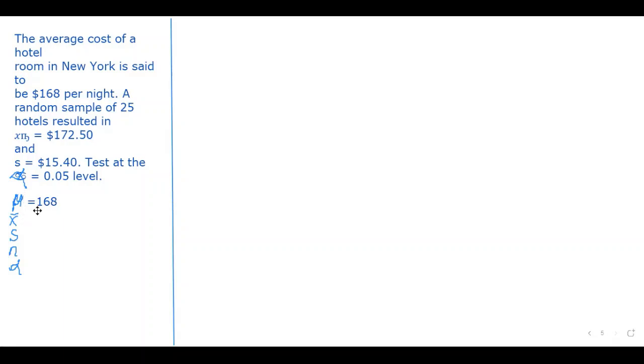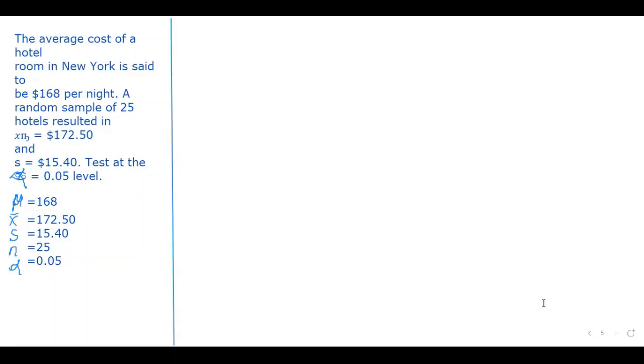Let's look at the sample mean. The sample mean was 172.5. s is equal to 15.40. n is equal to 25. Alpha is 0.05.